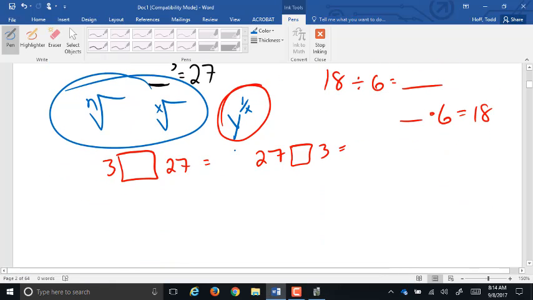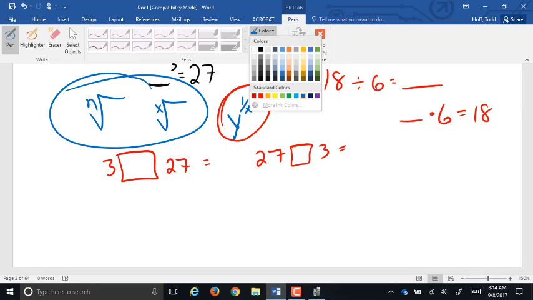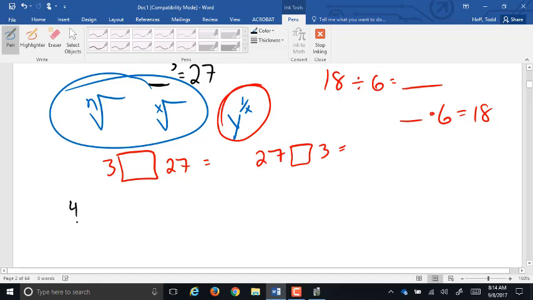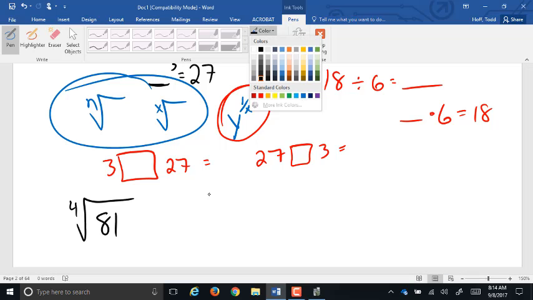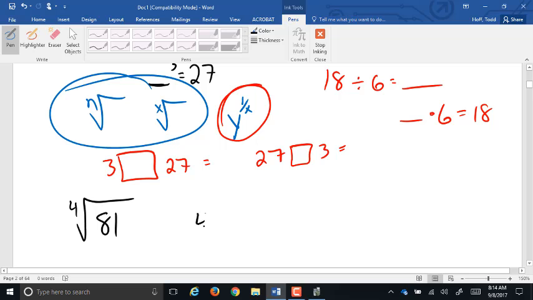So like if I wanted to do the fourth root of 81, same thing. I'd type in my 4, hit that X root key, and then 81, and you are correct. It does give you 3.